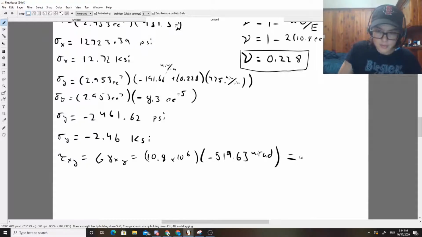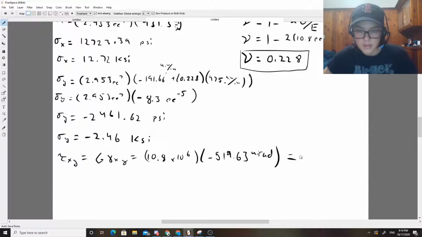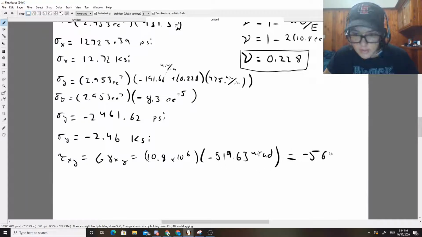We'll plug that into the calculator: negative 519.63 e to the negative 6 is equal to that, times 10.8 e to the sixth is going to be equal to negative 5.612, and that's going to be in PSI. And of course, we'll change that to negative 5.61 KSI.